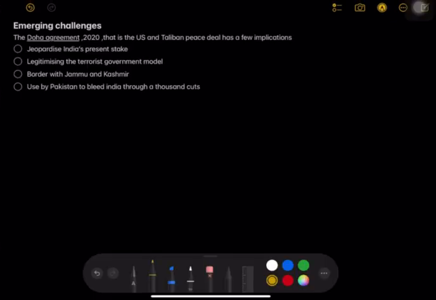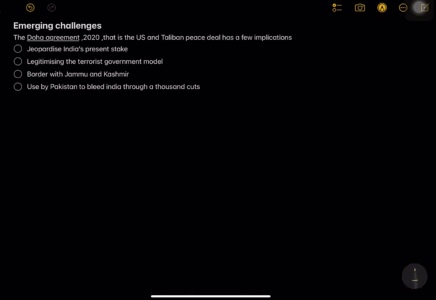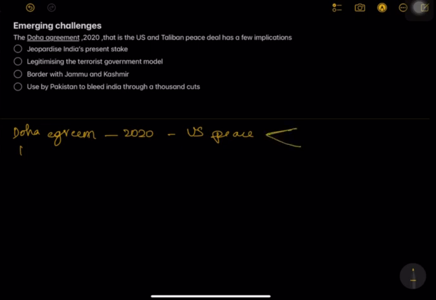Let's talk about the emerging threats, or you can say emerging challenges, to India. The first point being, let's try to understand what the Doha Agreement was. In 2020, the USA signed a peace deal with the Taliban, which meant two things: the US will withdraw its troops, and the Taliban would set up a government.